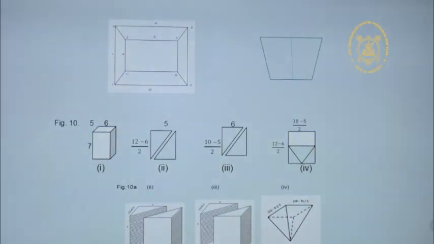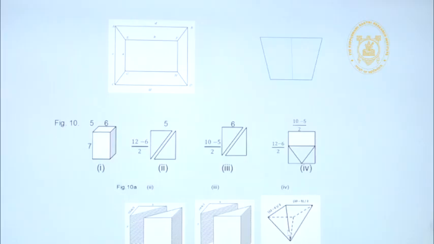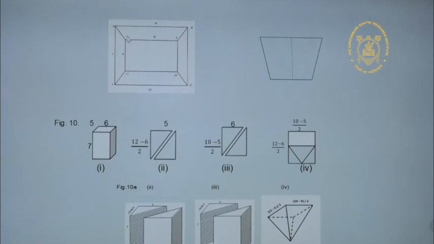And the proof is given by separating the solid into parts. The first is separated into a central cuboid, four triangular prisms on the four sides, and four square pyramids in the four corners. Calculating the volume of each separately and adding them, we arrive at the formula.